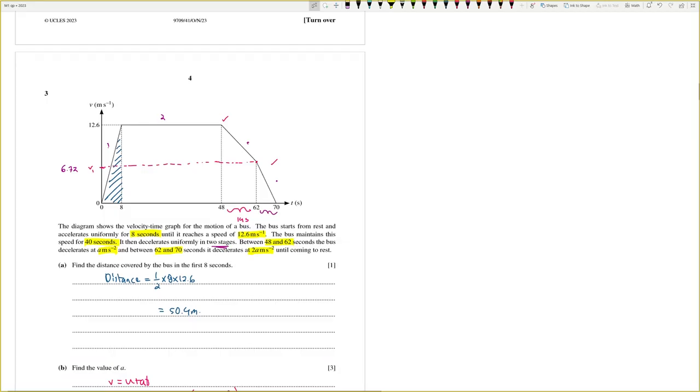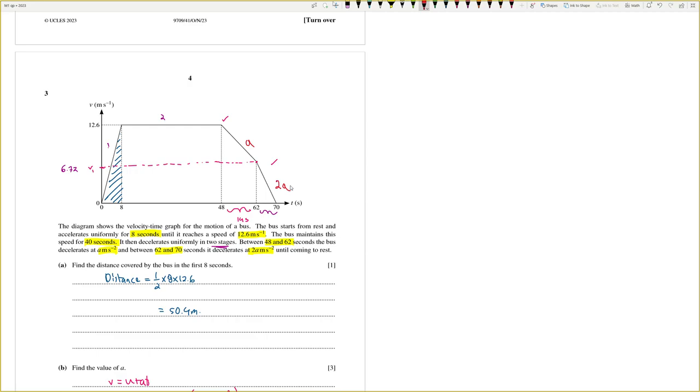Now we are asked to find out the value of the acceleration. Look at the question. It says the bus starts from rest and accelerates uniformly for 8 seconds until it reaches 12.6. The bus maintains this speed for 40 seconds. It then decelerates uniformly in two stages. Between 48 and 62 seconds, the bus decelerates at a meters per second squared, and between 62 and 70 seconds, it decelerates at 2a meters per second squared until coming to rest. So over here the deceleration is a, and over here the deceleration is 2a. Now find the value of a.